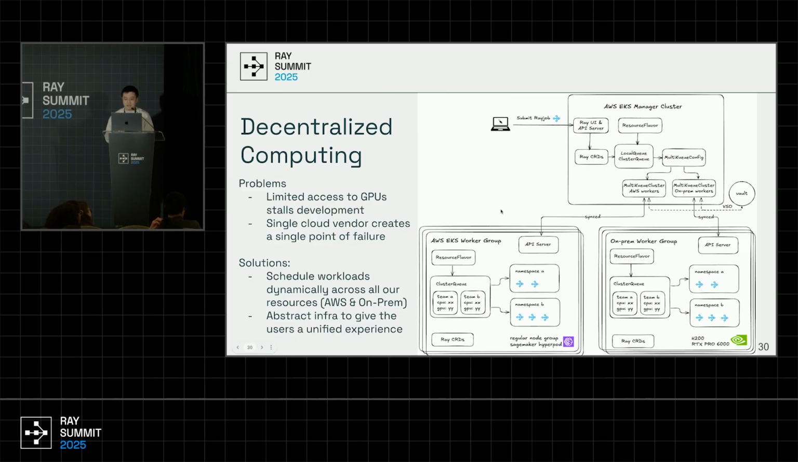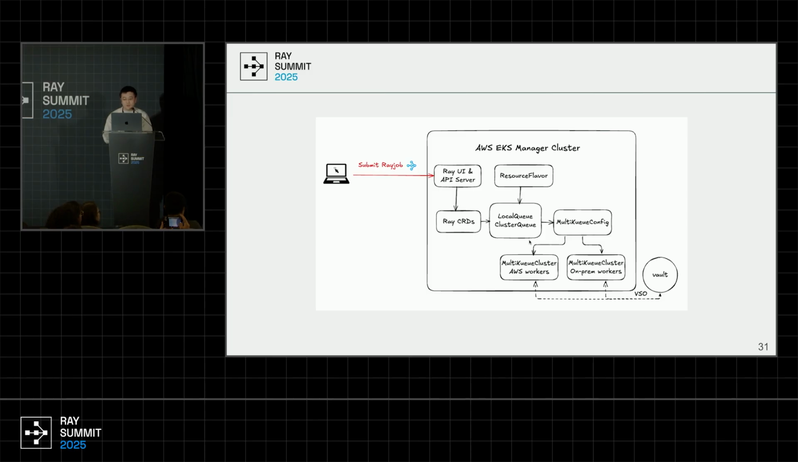So this diagram is the overall architecture of our computing infra. I know it's pretty complicated, but don't worry. I will explain it in the next few slides. So first of all, users submit Ray jobs to a central control plane on our AWS EKS cluster. This manager cluster runs multi-queue, which is our federated job scheduler.